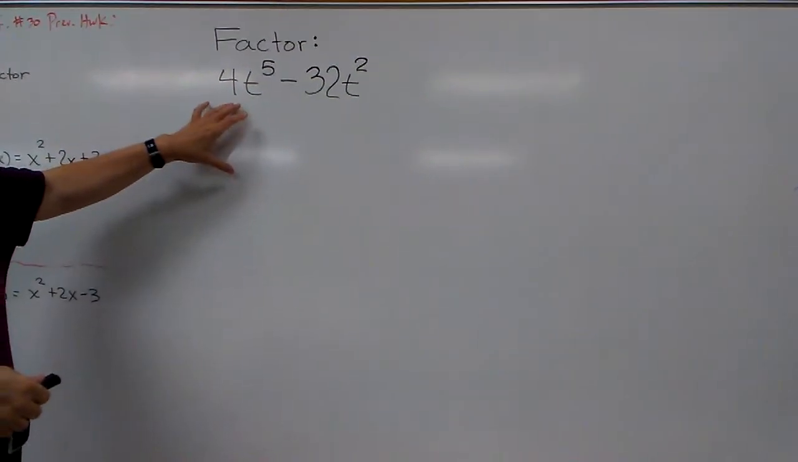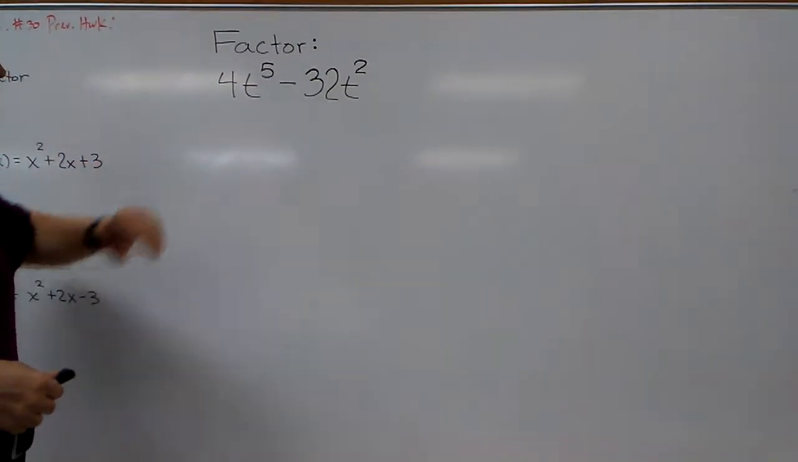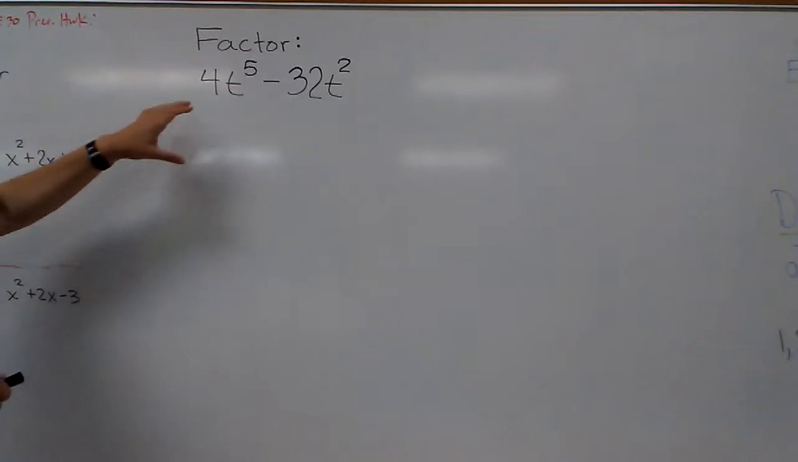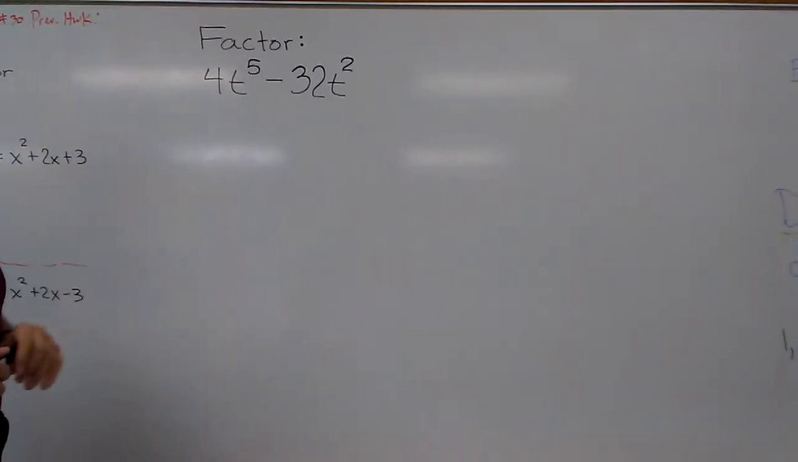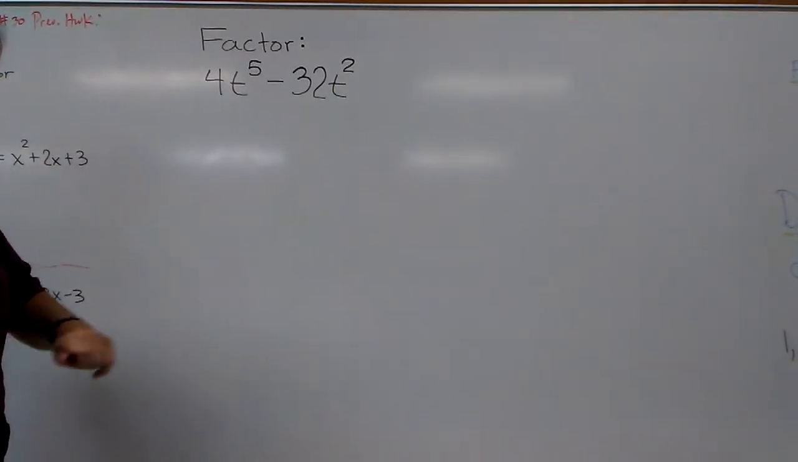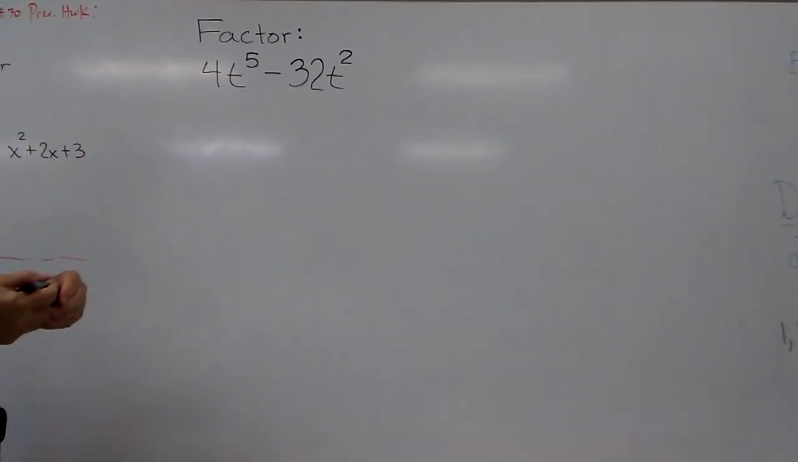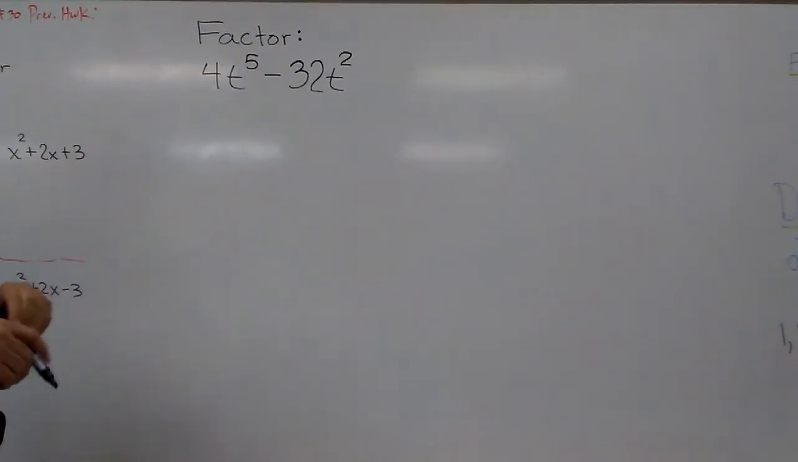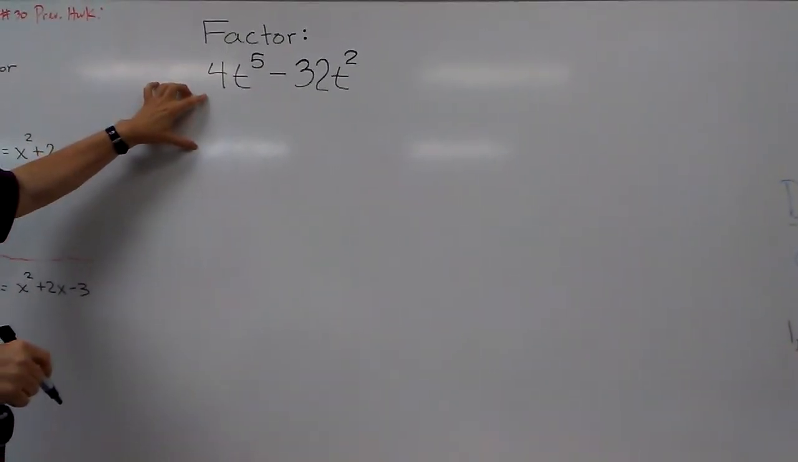Trying to factor 4t to the fifth minus 32t squared, and this here is a commonly asked question on the homework. How do you factor this? There's several steps.